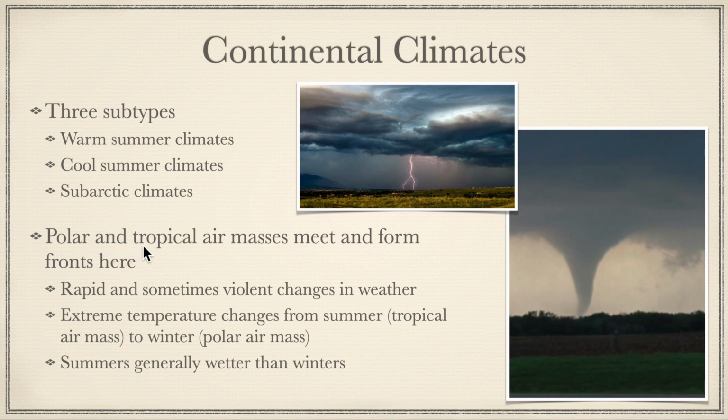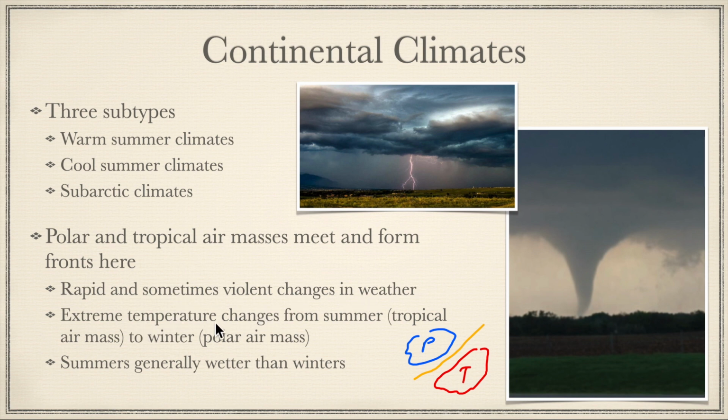Here polar air masses and tropical air masses meet, and they form fronts. So you may have a polar air mass here, and a tropical air mass here, and they meet in the middle. This is what's happening in these continental climates. The polar and tropical air masses come together, and this results in rapid and sometimes violent changes in the weather.